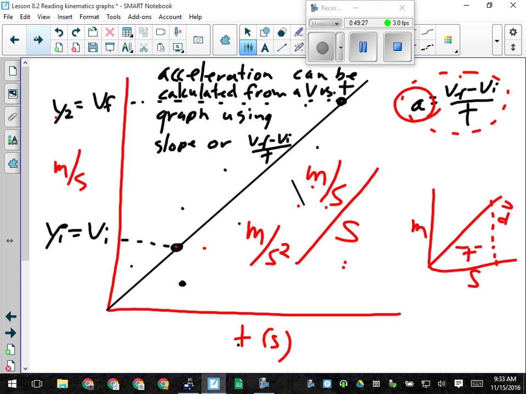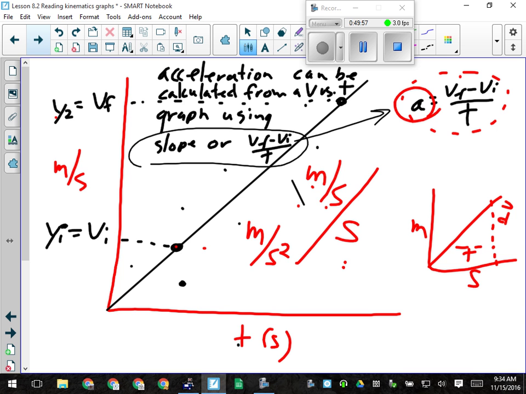So this is what we were just talking about a minute ago here. The acceleration formula. This isn't in your notes, so you might want to draw this. Acceleration can be calculated from a velocity versus time graph using the slope or using the formula for acceleration. Acceleration is final velocity minus initial velocity over time, which will be on the formula sheet that I will give you. Yes, it'll be like your periodic table.